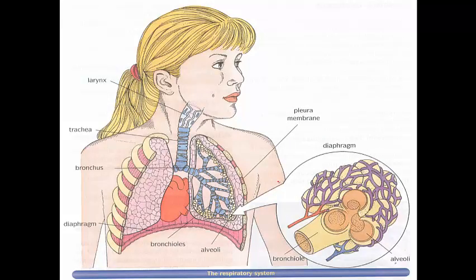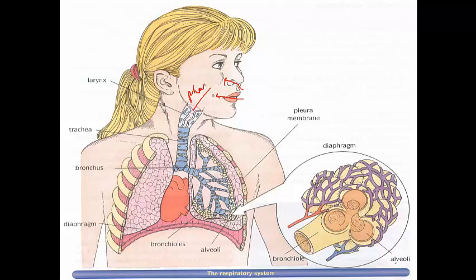Now, how do we get that oxygen in and let carbon dioxide out? That's the job of the respiratory system. There's a lot of different parts, and you need to know the order of which air passes through. It's going to come into your nose, through your nasal cavities, or in through your mouth, and it's going to go into your throat. The throat is not shown here, but your throat is also called your pharynx.